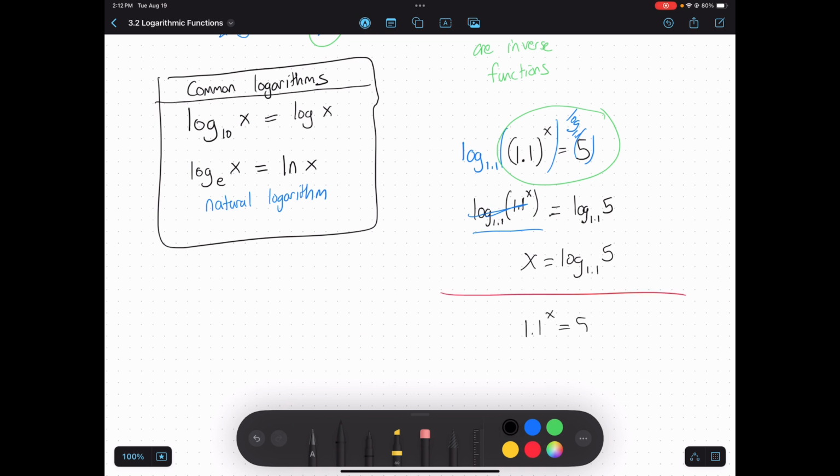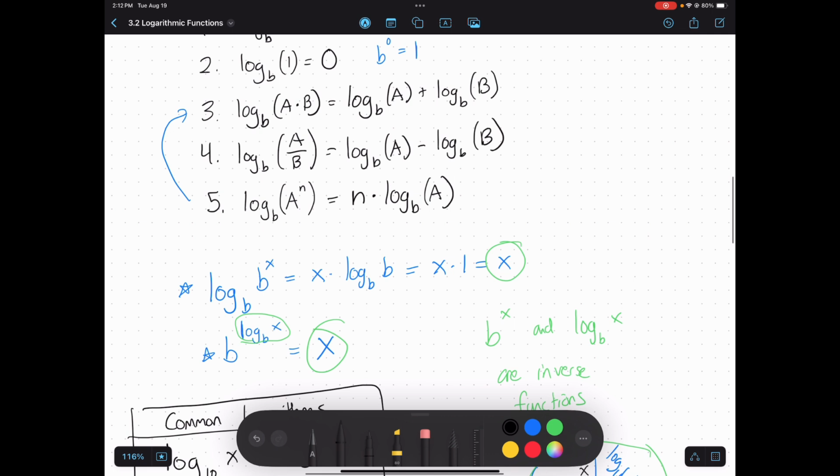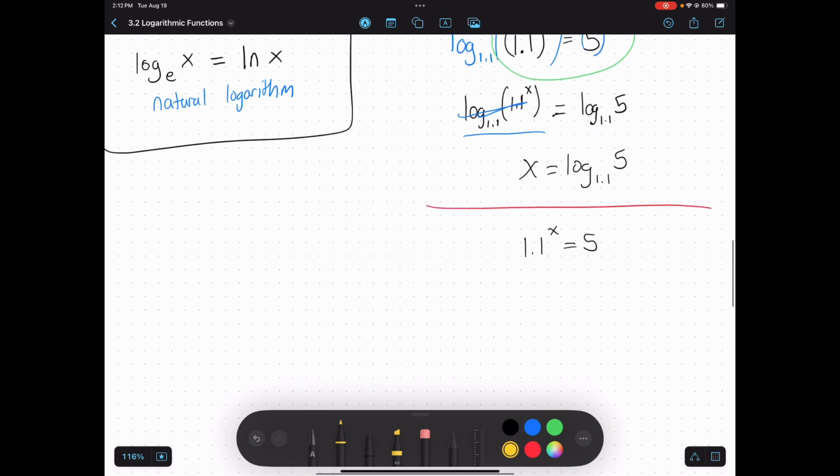So let's start over here and think about this. Remember log property number 5. If I take the logarithm of something raised to a power, notice this base did not have to match this base for this property to work. If I take the logarithm of something raised to a power, I can pull that power out. Which means even though the base of this is 1.1, I could still use the natural log to undo this exponential function. I could take the natural log of both sides.